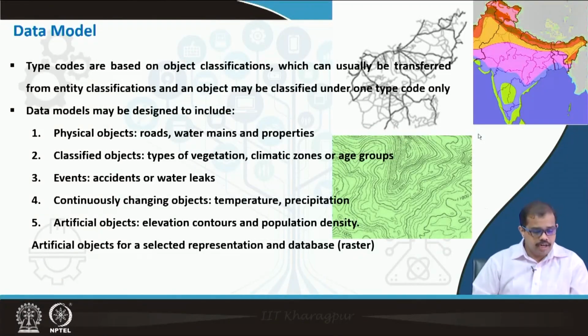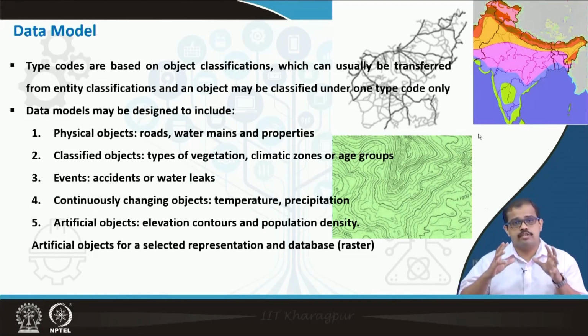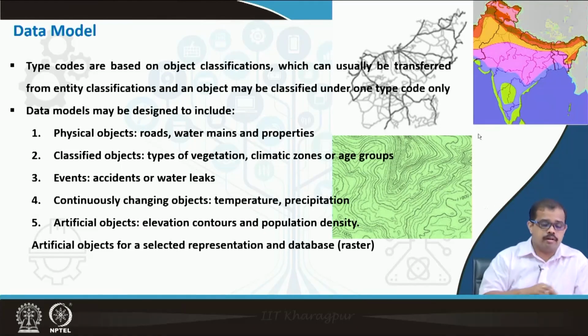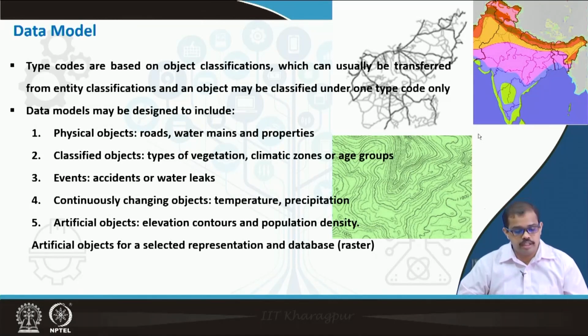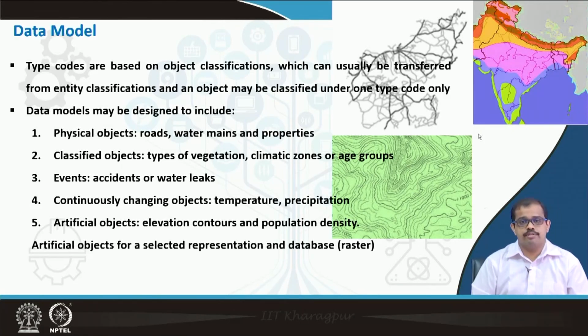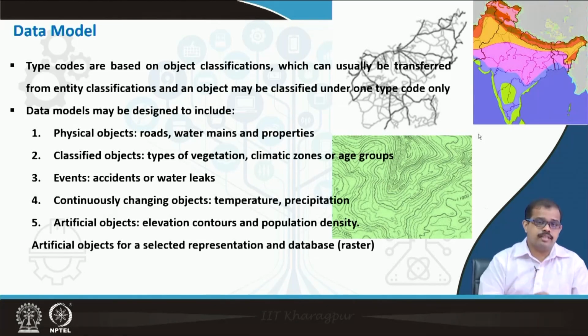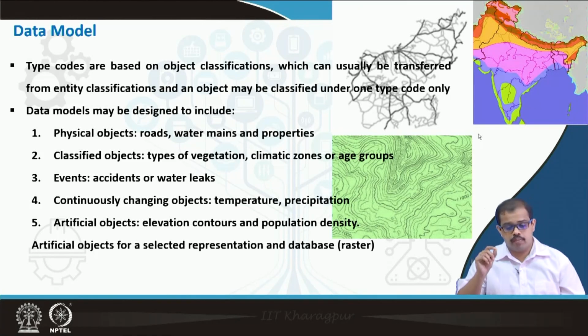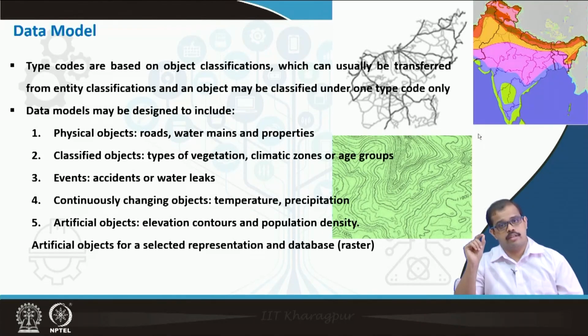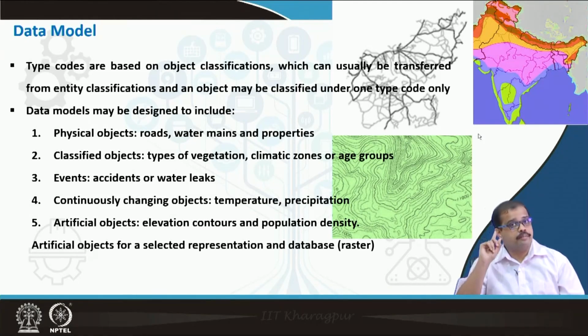Then the type codes are another extremely important point. I spoke about the IDs before. These are based on object classifications, which are usually transferred from entity classification. I'll show you when I'm explaining the database how these object classifications are done using the type codes. An object may be classified under one type code only. You may call it a limitation, but it's also an advantage. It can be only one type code. If you have multiple type codes, then you are losing out on multiple fronts, because you may not get the exact data that you are looking for to fit into the data model.